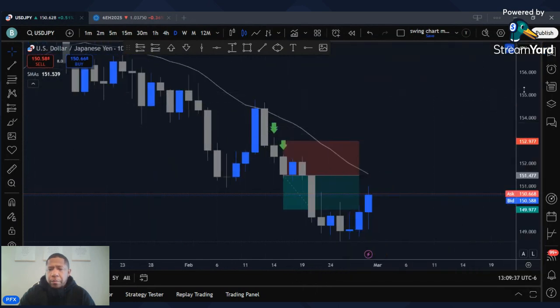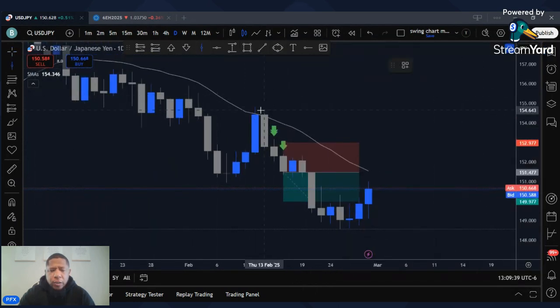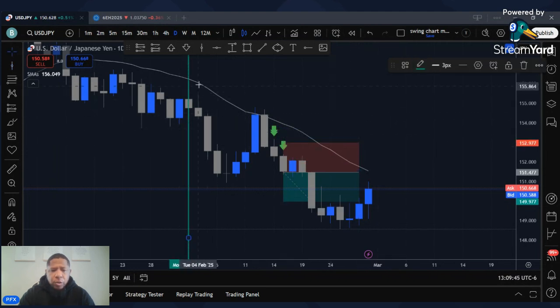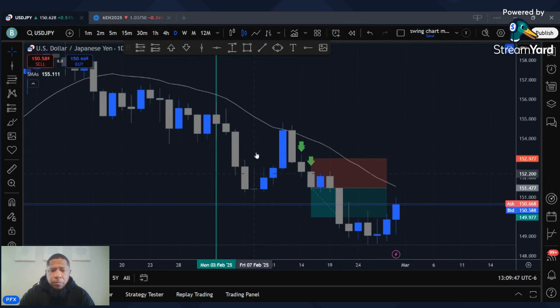So what I do every month, and this is like clockwork, I look back at the previous month. This is where we started in February. If you look, we broke below. Obviously, it broke below up here the previous month, but we waited for the retest.